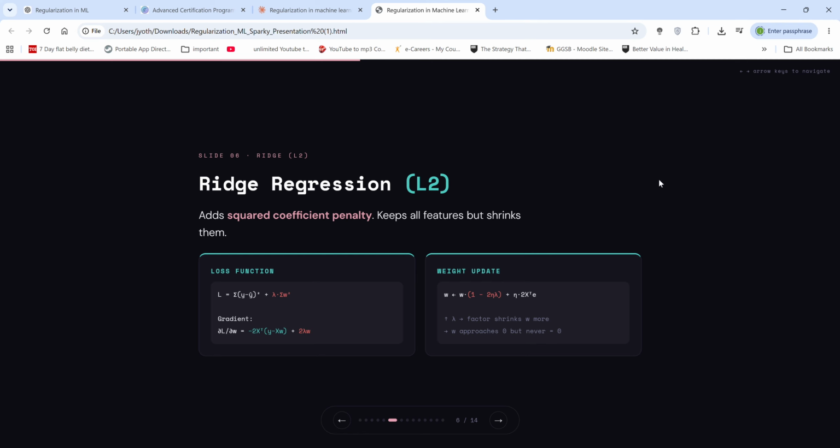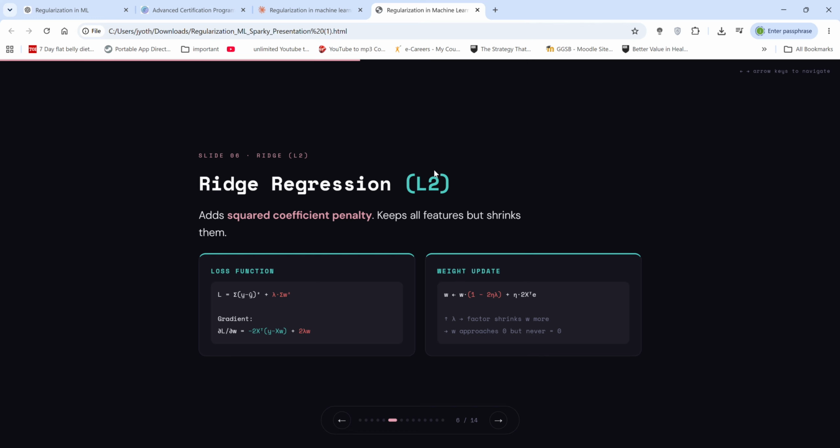And why is it called L2? It is called L2 because of the power: we have a power on the error square as well as on the weight square. So we call it L2 regression, or it is also called ridge regression. The one key important feature in ridge is that the coefficient shrinks, but it never becomes zero. This is the key property of ridge.